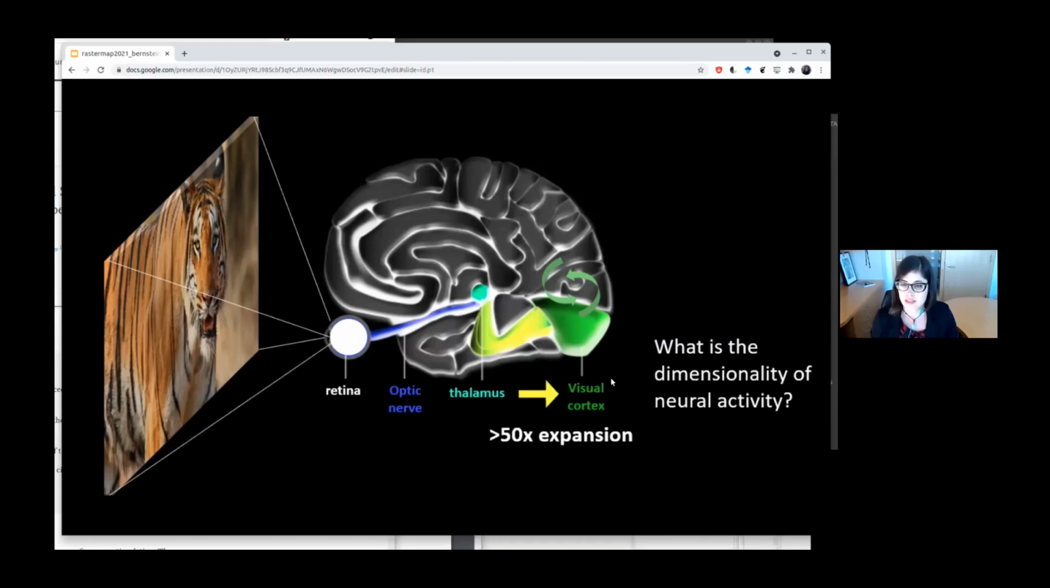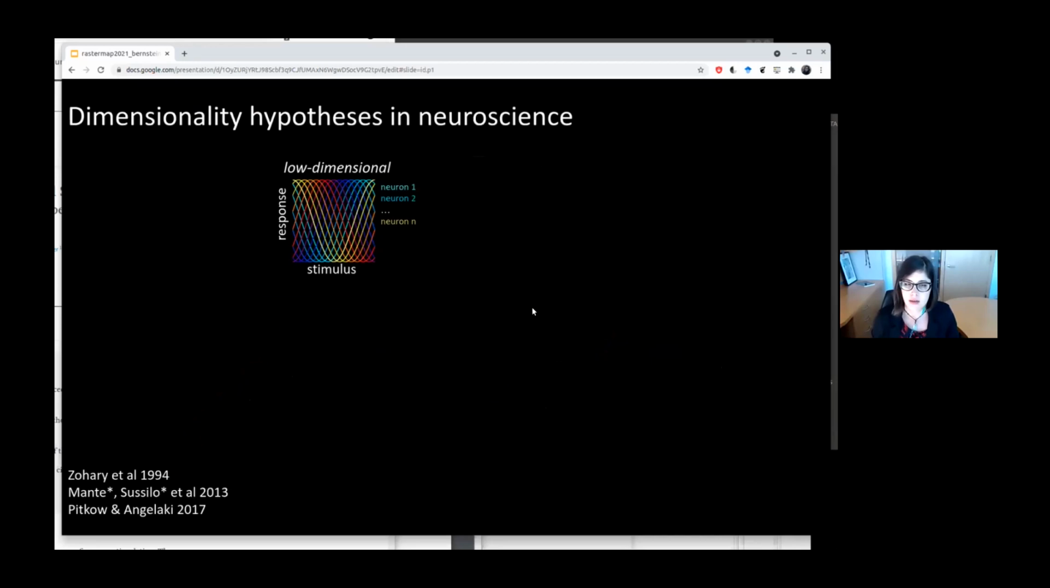But you could, for instance, imagine that each neuron in visual cortex is encoding different features that it extracts from this thalamic representation. That would create a high dimensional representation that might be useful, for instance, for telling you if it's a tiger or not. Those kinds of high dimensional transformations are the sorts of things that happen in deep neural networks, for instance. And so basically, we have these two hypotheses: is it low dimensional or high dimensional?